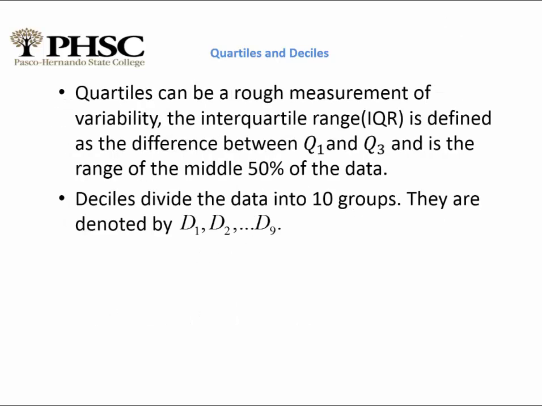Now, quartiles can be a rough measurement of how variable a data set is. The next thing we're going to talk about is the interquartile range, or IQR. IQR is defined as the difference between Q3 and Q1, and this is the range of the middle 50% of the data. Deciles, again, divide the data into 10 groups, D1, D2, all the way to D9. We're going to do an example with the IQR, and then we're going to talk about deciles.